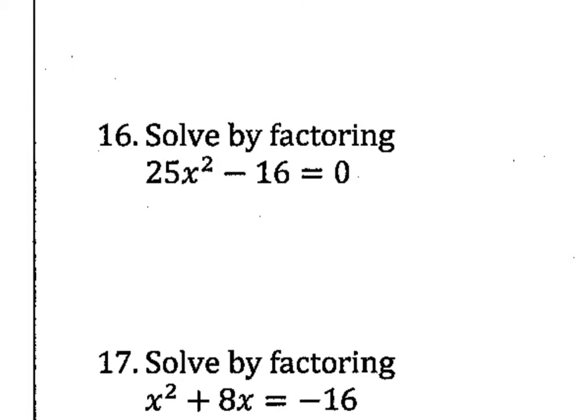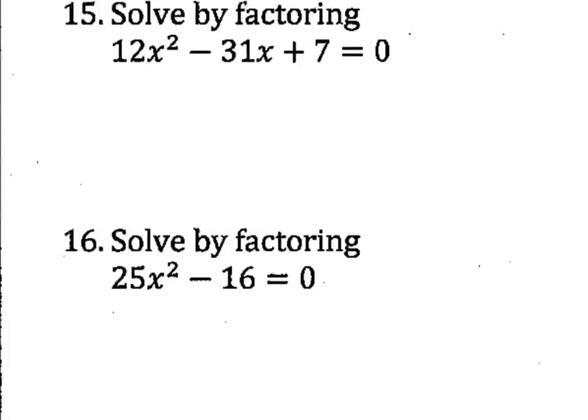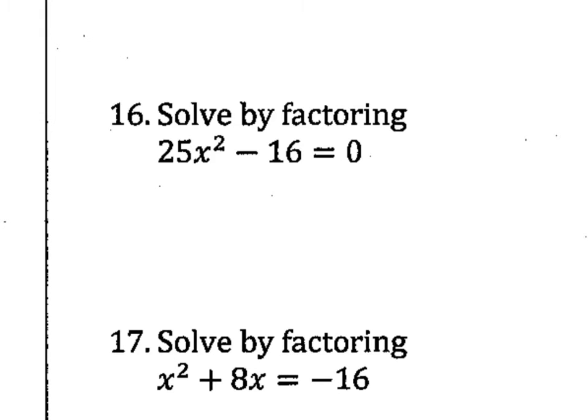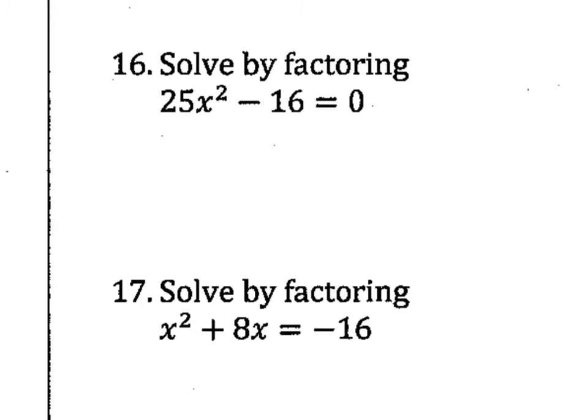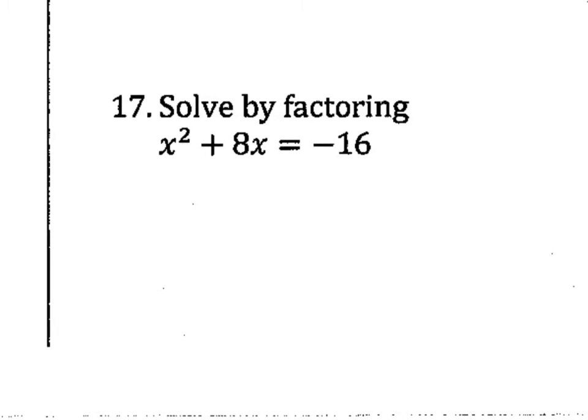16 you solve by factoring again. You set them equal to 0 after you're done. Same way with 15 too. Make sure you set them equal to 0. But again, these are perfect squares, so hopefully you can solve that one pretty easily. 17 you've got to solve by factoring, but the first thing you need to do is get the 16 on the other side. So now your problem is going to be x squared plus 8x plus 16 equals 0. Then you go ahead and factor it out and solve.